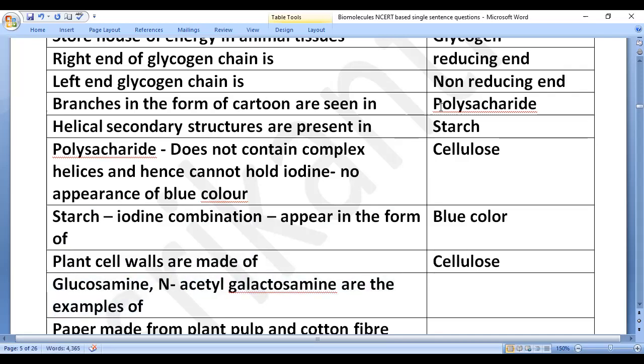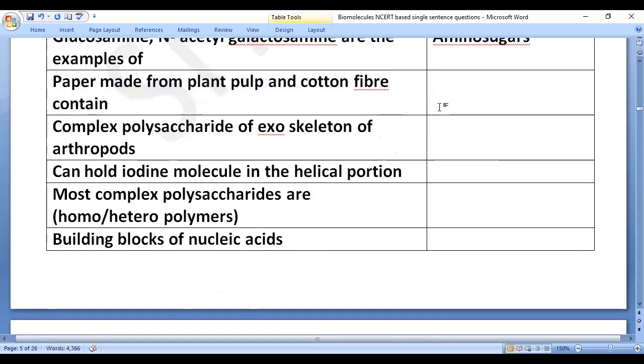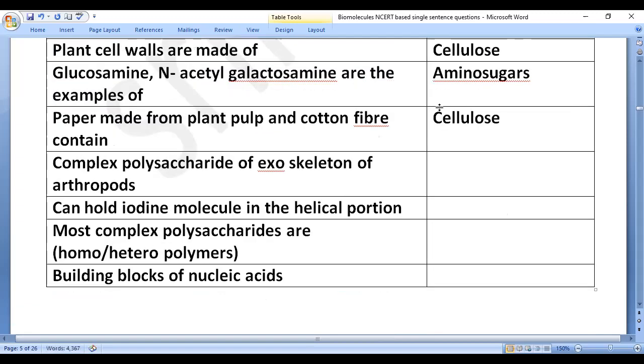Glucosamine, N-acetyl galactosamine are examples of amino sugars. Paper made from plant pulp and cotton fiber contain cellulose. The complex polysaccharide of the exoskeleton of arthropods is chitin. Starch can hold iodine molecules in the helical portion. Most complex polysaccharides are homopolymers.